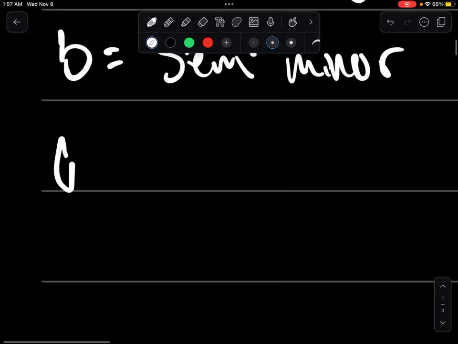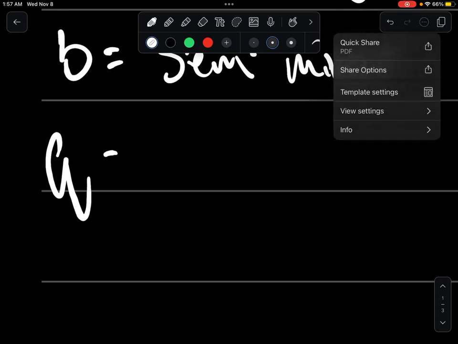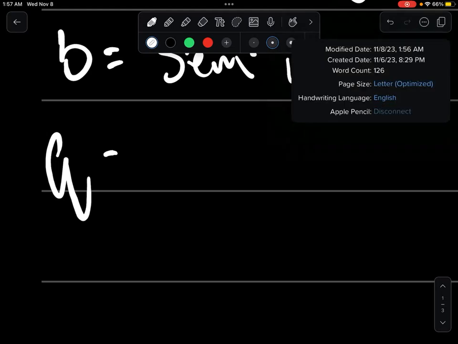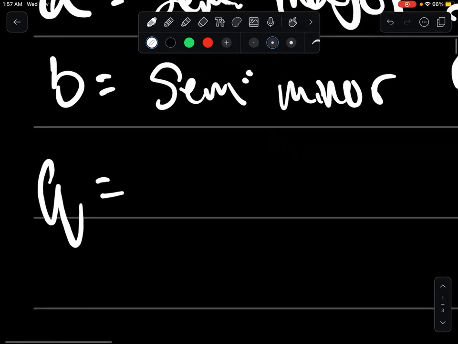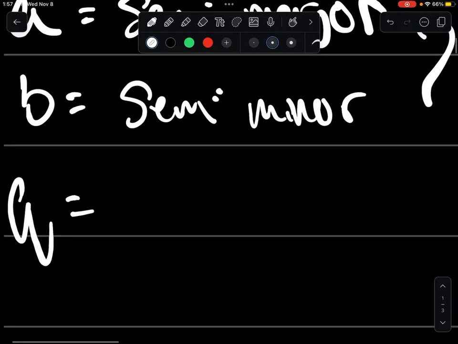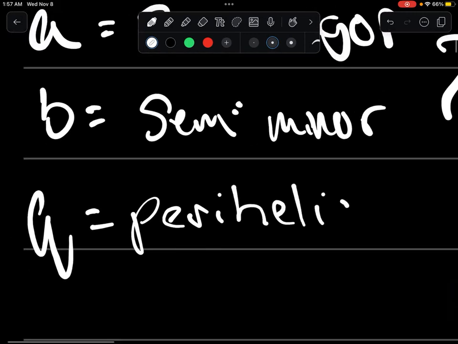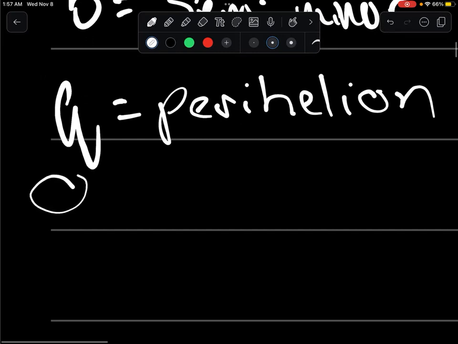So, little q will be perihelion. Oh, forgive me, my stylus just died. Let me change that quickly. Right, so little q is perihelion, and big Q is aphelion.